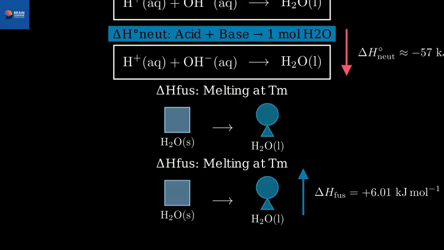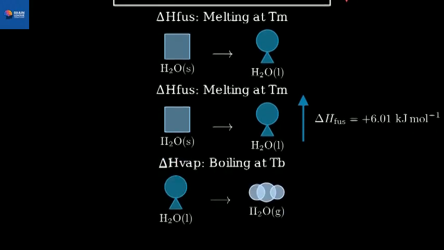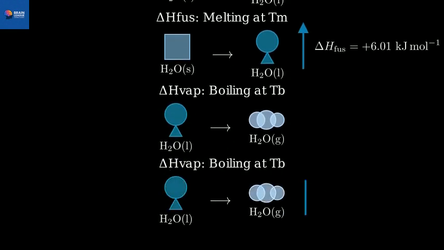Sixth, enthalpy of vaporization. This is the enthalpy change when 1 mole of a liquid vaporizes to gas at its boiling point. For water, liquid becomes vapor. This is also endothermic. Delta H of vaporization equals positive 40.7 kilojoules per mole.